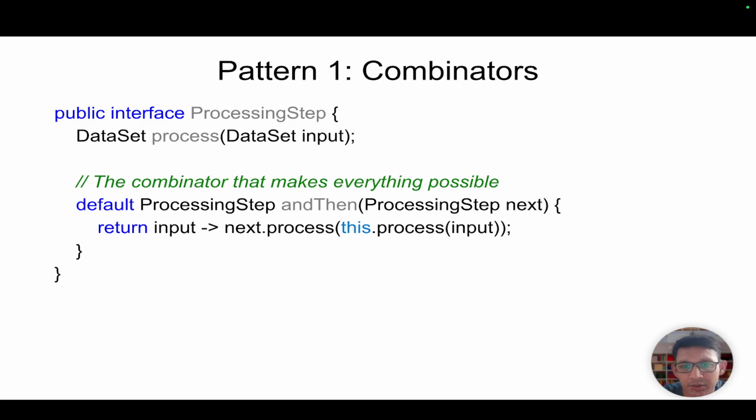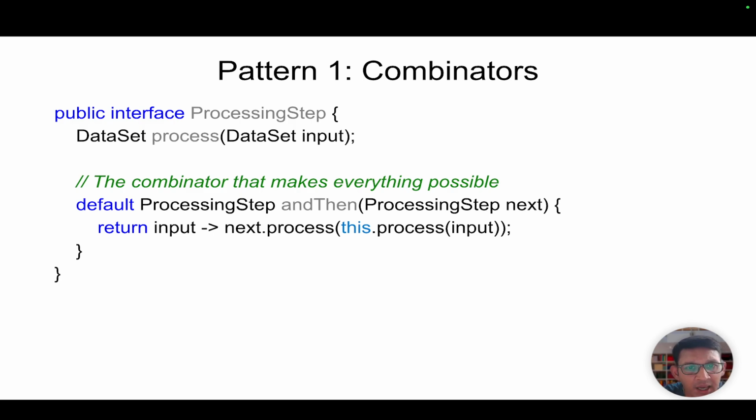Now, here's the basic structure. Let me break this down for you. We have an interface called ProcessingStep with a single method, process, that takes a dataset as input and returns a dataset as output. This uniform signature is crucial. Every processing step, no matter how complex internally, looks exactly the same from the outside.